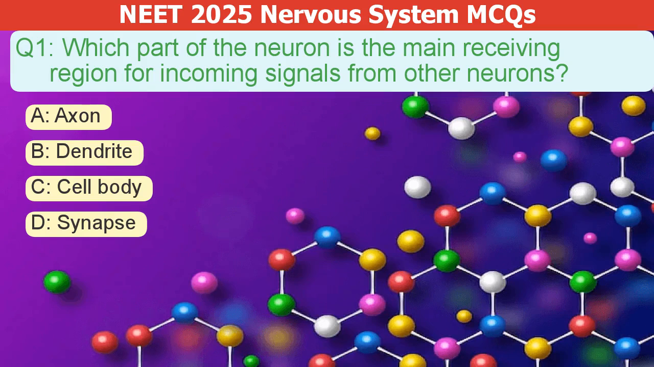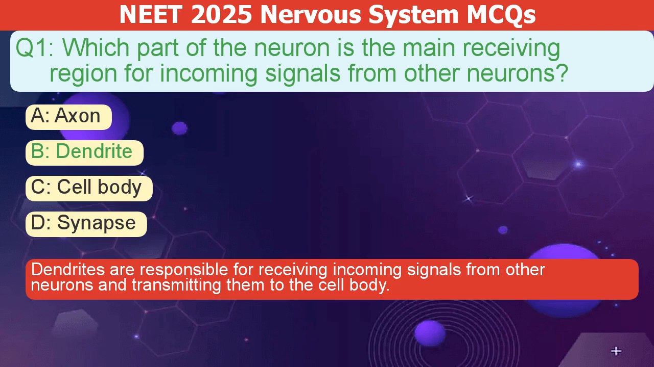Which part of the neuron is the main receiving region for incoming signals from other neurons? A. Axon. B. Dendrite. C. Cell body. D. Synapse. The correct answer is B. Dendrites receive incoming signals from other neurons and transmit them to the cell body.